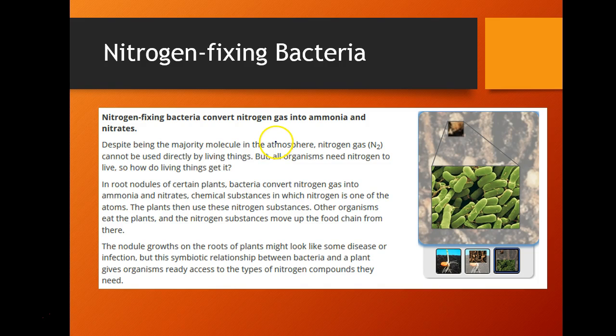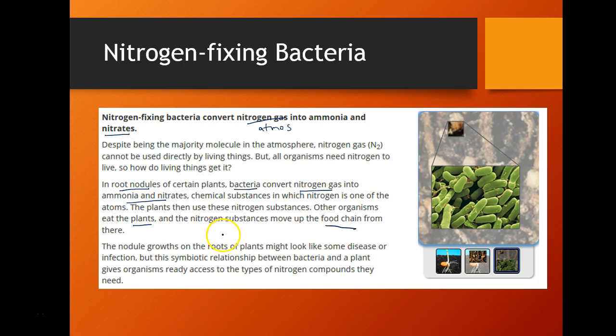Nitrogen-fixing bacteria are really important because they convert nitrogen gas, which we find in the atmosphere, into ammonia and nitrates, which are usable forms of nitrogen. So one example of how this is done is that in certain root nodules of plants, we have bacteria that convert the nitrogen gas into these ammonia nitrates. And when they do this, plants can take up that nitrogen, and then other organisms can eat the plants, and the nitrogen can move up the food chain.